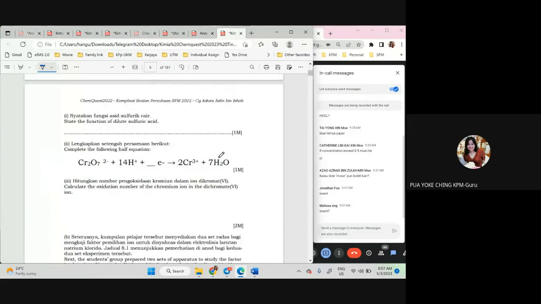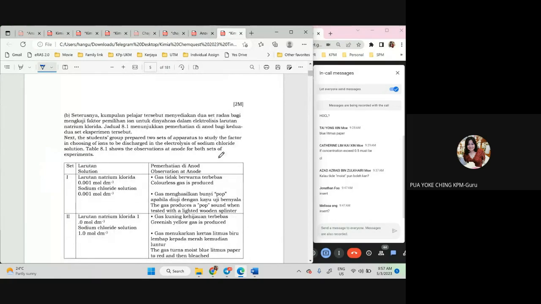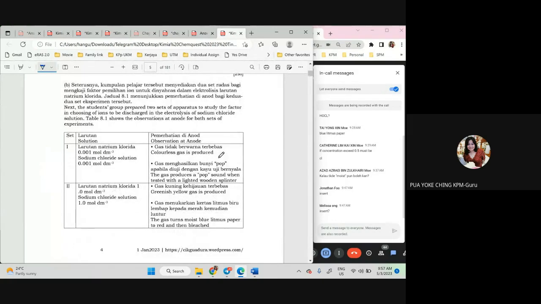Okay. Ini dia suruh you lengkapkan. Okay. So this is the just now one. Saya tak ulang. Larutan natrium chlorida. So natrium chlorida, you have NaCl solution. So ion kamu ada Na plus, Cl minus, H plus, OH minus. Okay, only one anode. So anode is attract anion. So anion yang ada ialah Cl minus dengan OH minus.